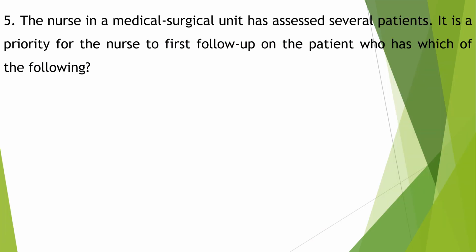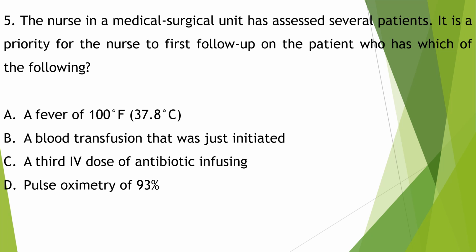The nurse in a medical surgical unit has assessed several patients. It is a priority for the nurse to first follow up on the patient who has which of the following: a fever of 100 degrees Fahrenheit, a blood transfusion that was just initiated, a third IV dose of antibiotic infusion, or pulse oximetry of 93%. Of course, immediately after blood transfusion, there is a chance of anaphylactic reaction. So for a blood transfusion, we have to monitor. The nurse has to follow up for any type of reactions.